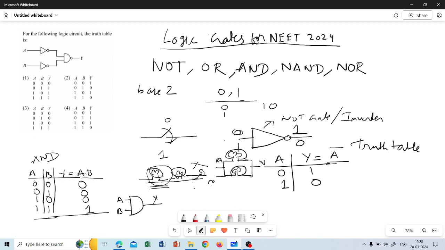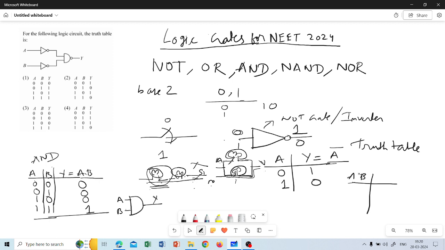Even if there is some problem in this bulb's connection, this line will still be active. That is, if there is any problem with this line, this line will still work. So you can think that if any of the inputs is 1, that is, the bulb is on, then automatically the output is always 1. So this is the OR gate, and this is the truth table for the OR gate.